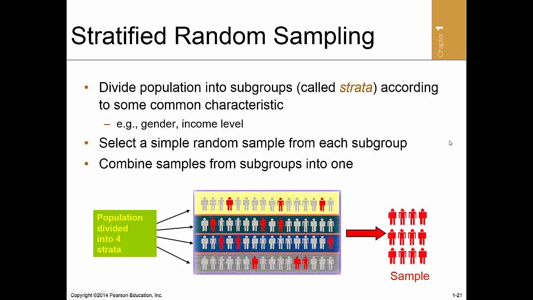Stratified random sampling is an alternative method that has the potential to provide the desired information with a smaller sample size. This is a method that Gallup polls use and other polls. Start by dividing the population into subgroups. These are called strata.